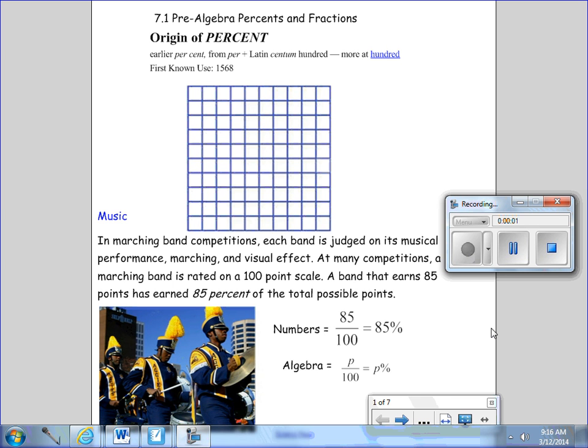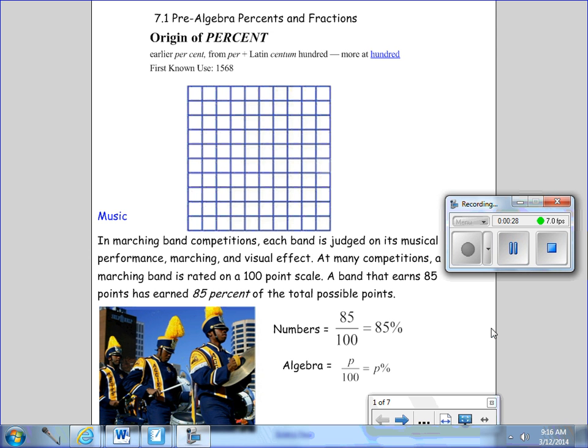In our lesson today, we're going to be starting in chapter 7, and it is percents and fractions. The origin of the word percent, it was a Latin word, which means per or from 100. So actually, percent means out of 100. So notice I have a 100 block as an example. And I'll show you how we'll fill that in just a minute.